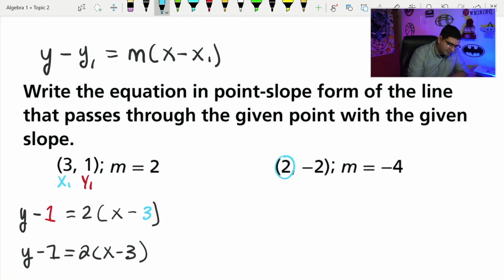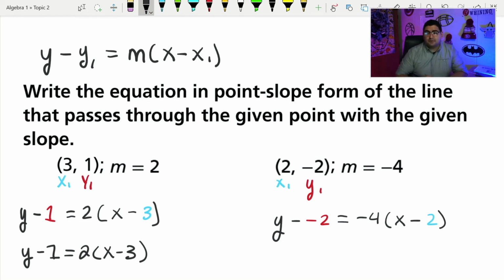So again, this is my x value, so that'll be x1. Here I have my y value, that'll be y1. And my slope is -4. So again, we're just following this formula up here. y minus y1, which is -2, equals m, which is -4, times x minus 2 in this case.